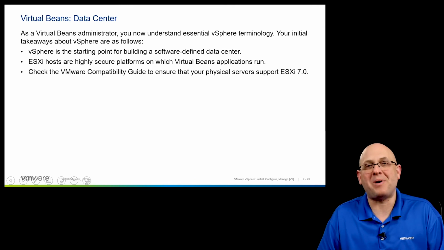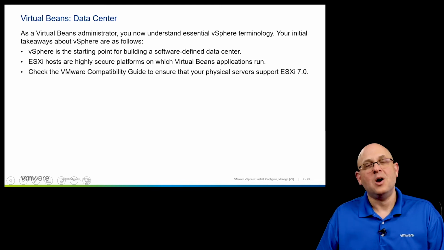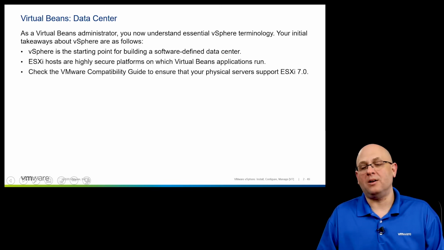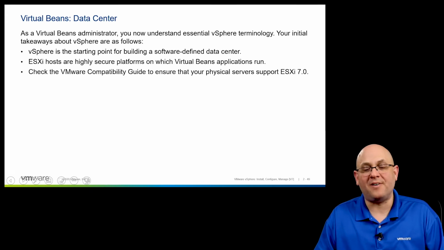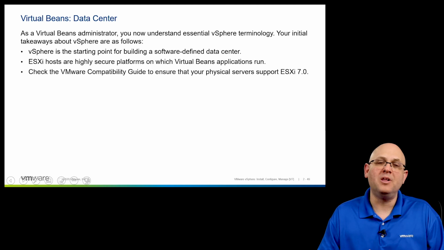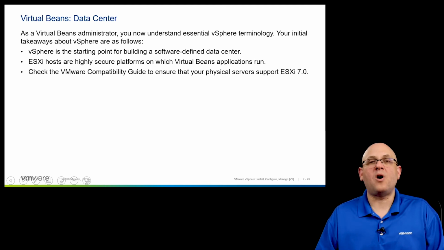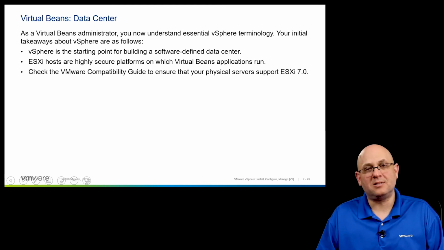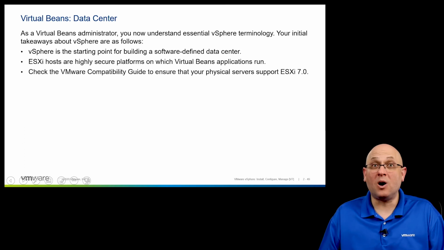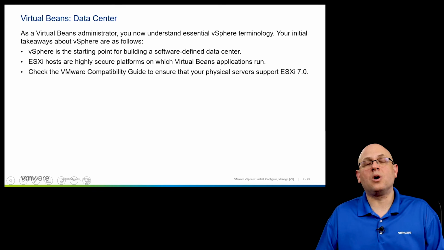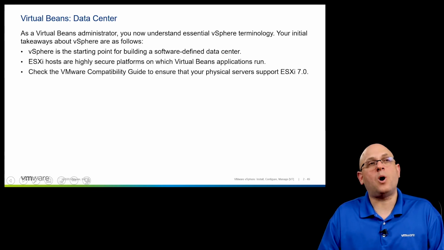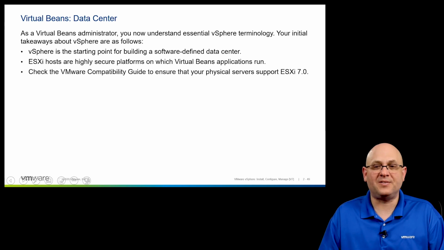And in this case, we're looking back at virtual beans, where we're going to use ESXi as the starting point for building our software-defined data center, understanding that ESXi is the most stable and the most secure way for us to build our virtual machines. Before we've done that, and before we went out to purchase any hardware at all, we were sure that the hardware that we were looking at was on VMware's hardware compatibility list for vSphere 7.